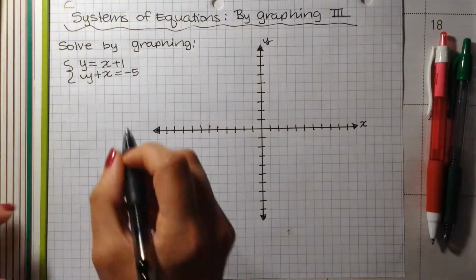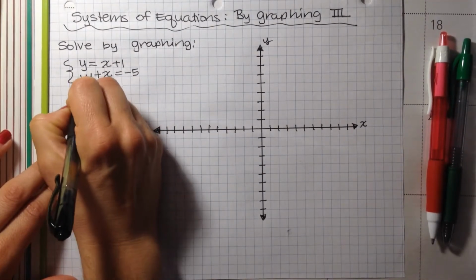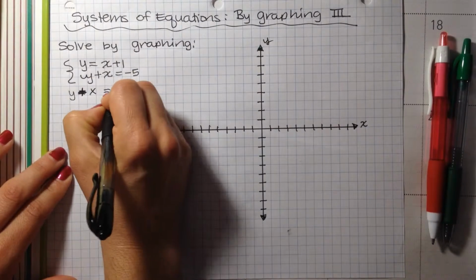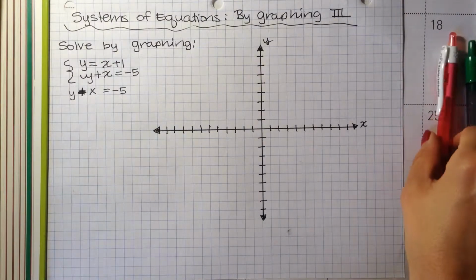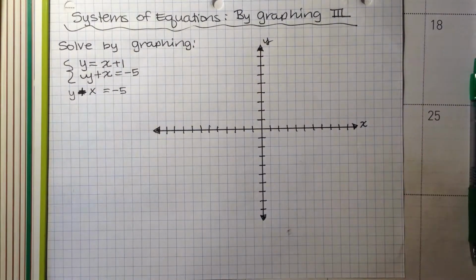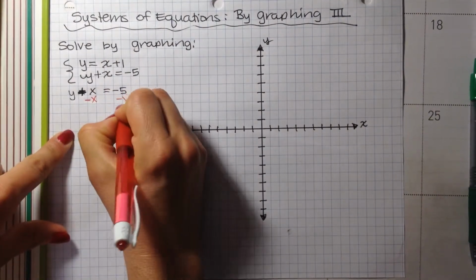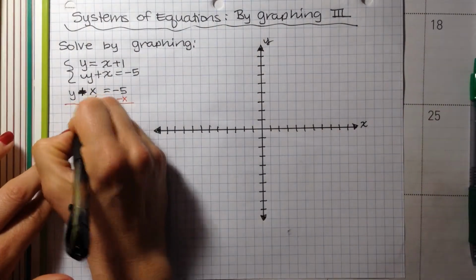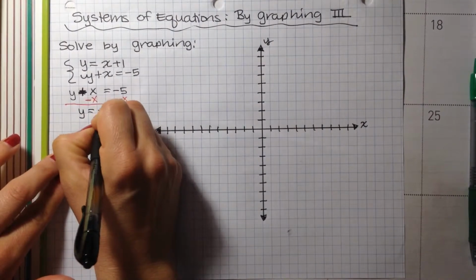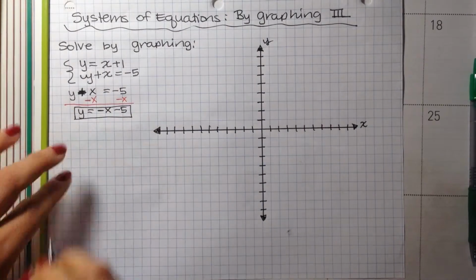What I'll do is just recopy it. y plus x equals -5. In order to solve for y, we subtract x from both sides. So let's do that. Which gives us y equals, again, I like to write x first, -x - 5. So here we have our second equation.